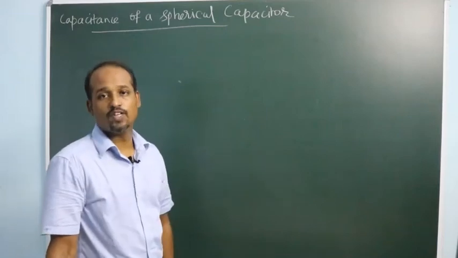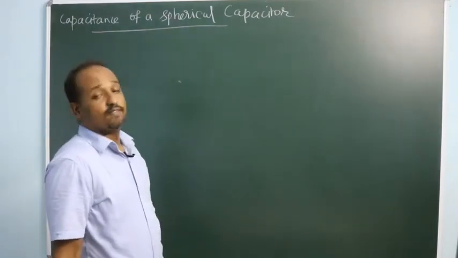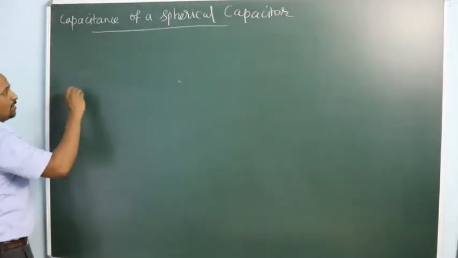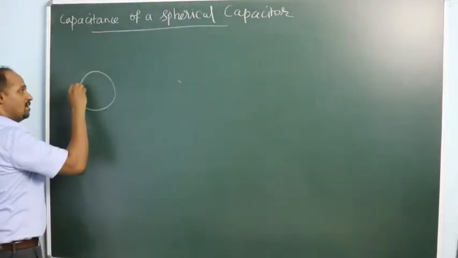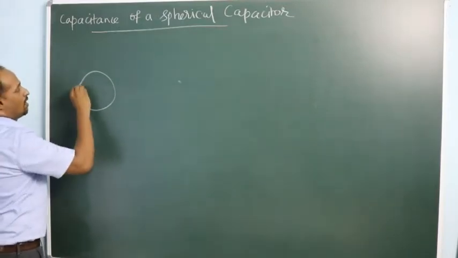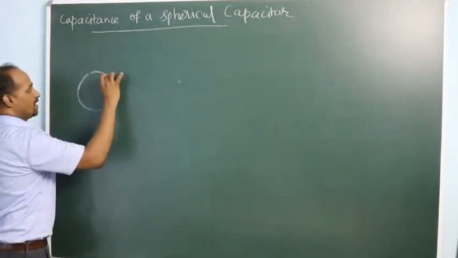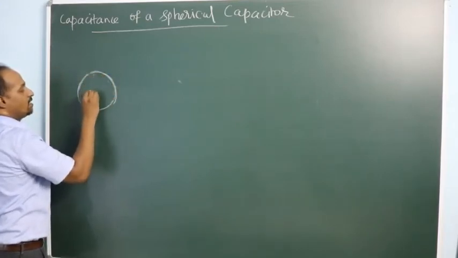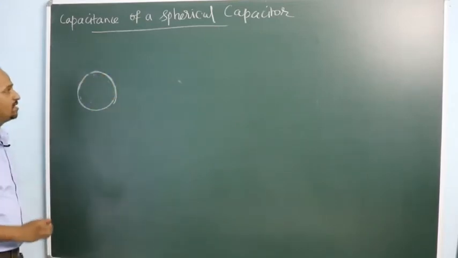In this video, we will try to derive the capacitance of a spherical capacitor. And what is a spherical capacitor? You just have a spherical conductor and you give charge to this conductor. And if you give positive charge to this conductor, all the charges will lie only at the surface and any electric field inside this will be zero.